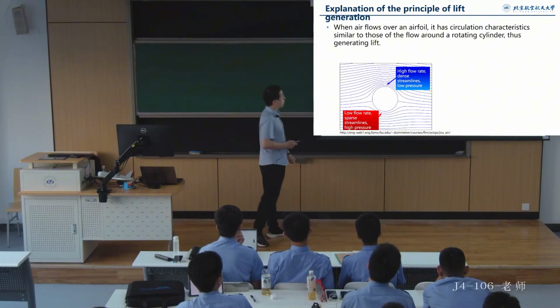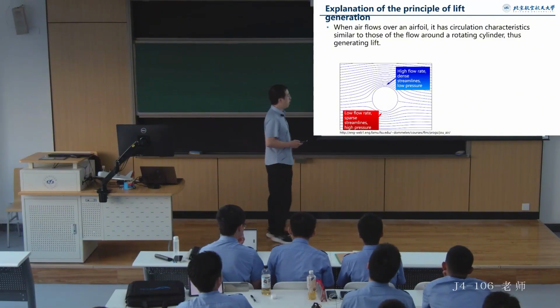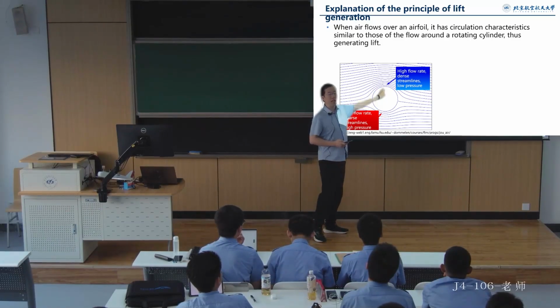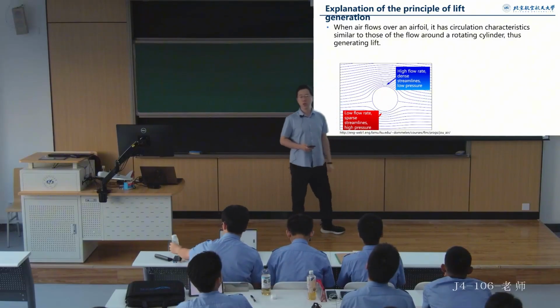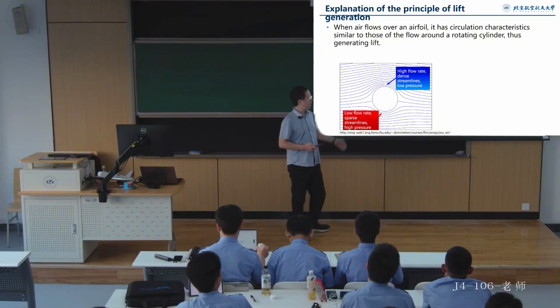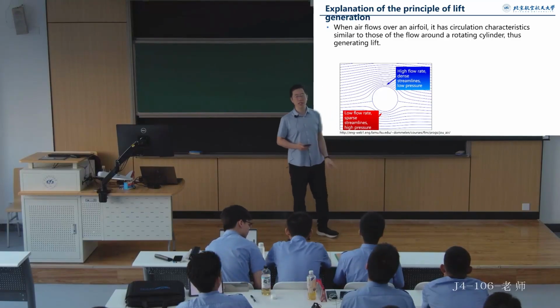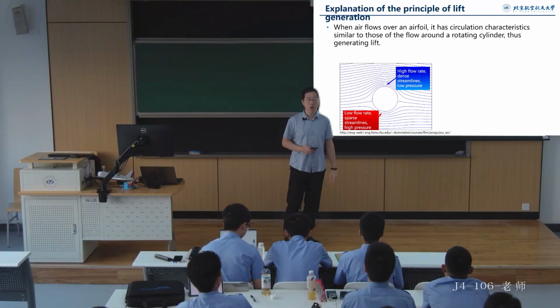This is lift. At the same time, we say that a rotating cylinder can also be understood as bringing a rotational speed to the flow field, which we call circulation. When there is a horizontal speed combined with circulation, lift can be generated. This is known as the circulation theory.